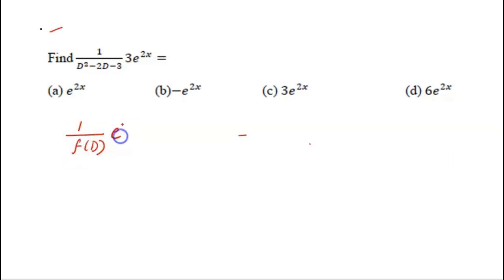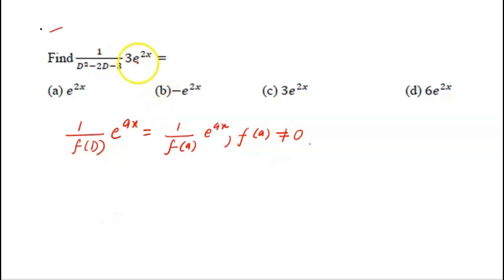First understand that 1 by f(D) e to the power ax is equal to 1 by f(a) e to the power ax, provided f(a) is not equal to 0. If it is equal to 0, then what do we have to do? We will discuss it through a different problem.